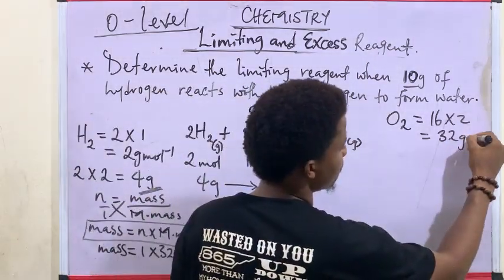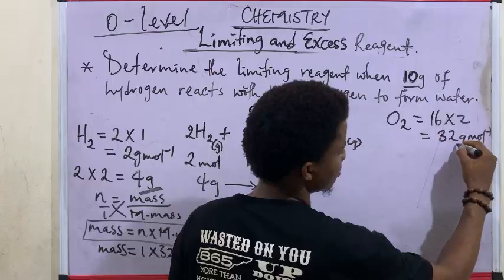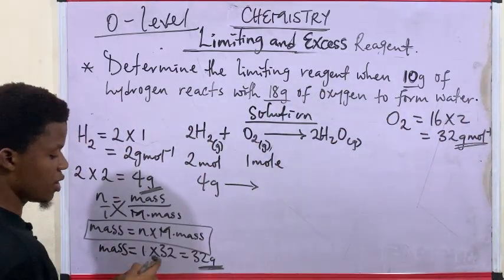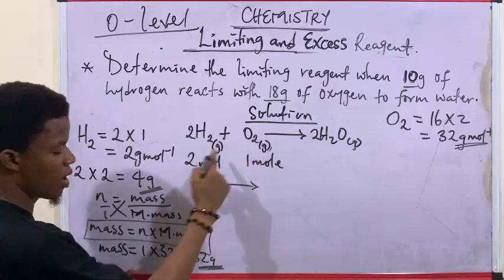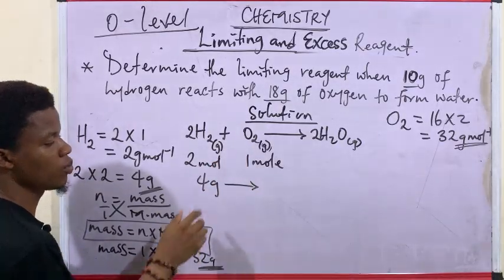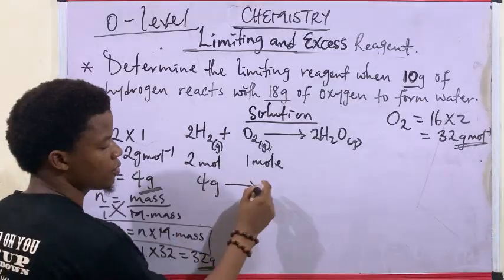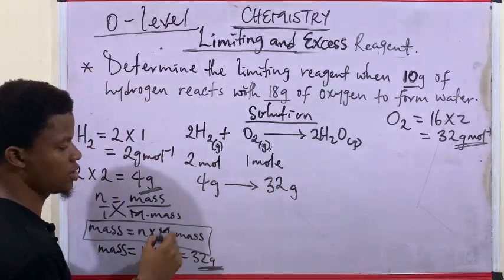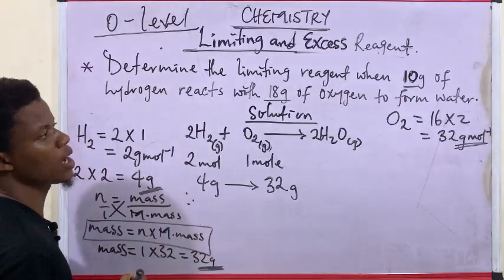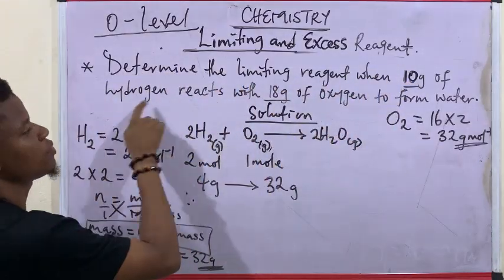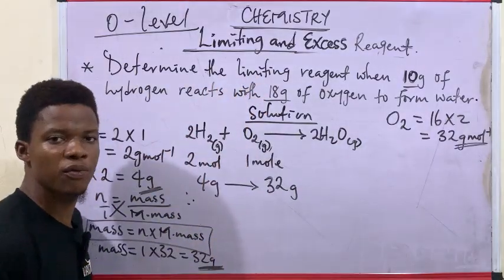Here it is gram per mole, because that is the unit for molecular mass. So the number of mole, 1, times the molecular mass, we still get 32 gram. So 4 gram of hydrogen reacted with 32 gram of oxygen. Now listen, they said determine the limiting reagent when 10 gram of hydrogen reacts with 18 gram of oxygen.